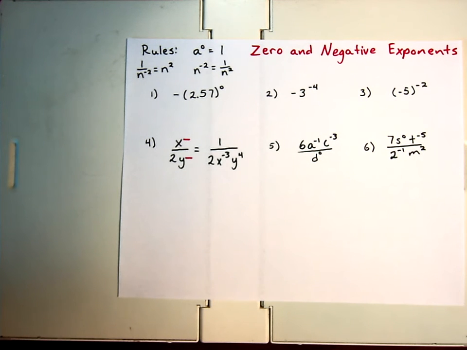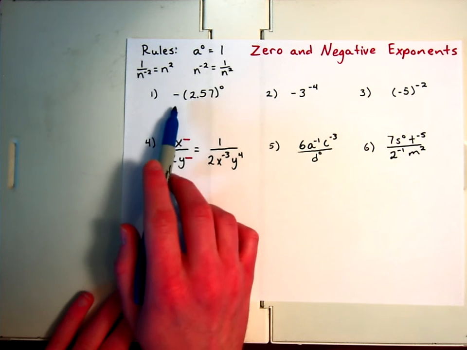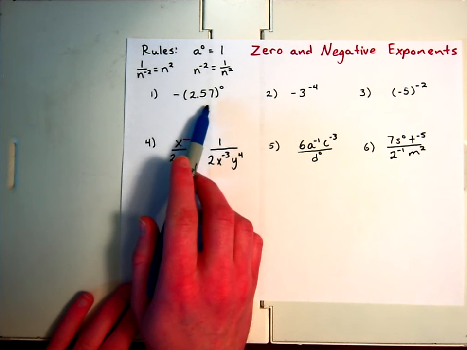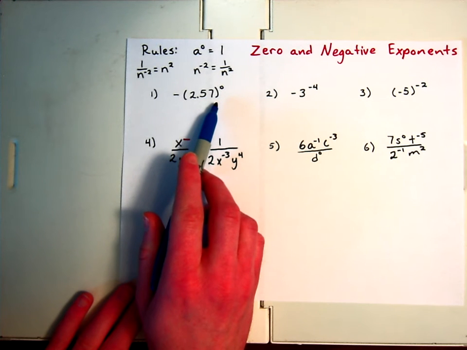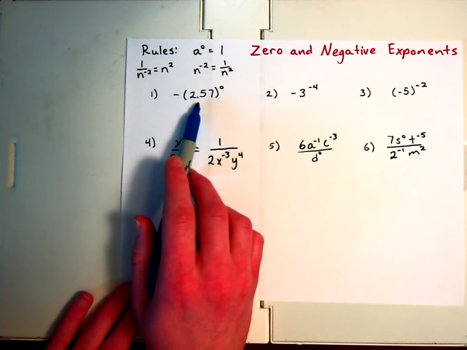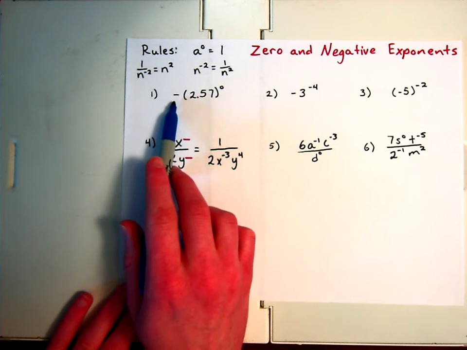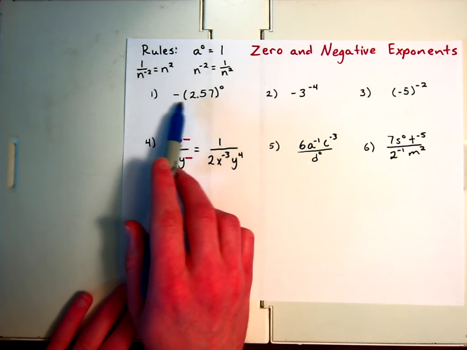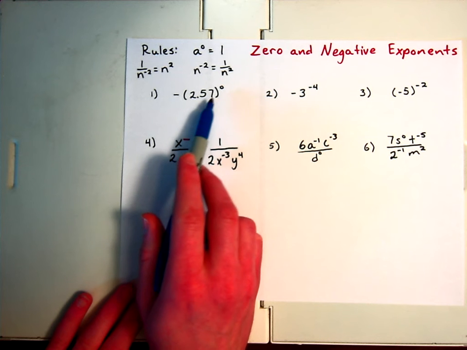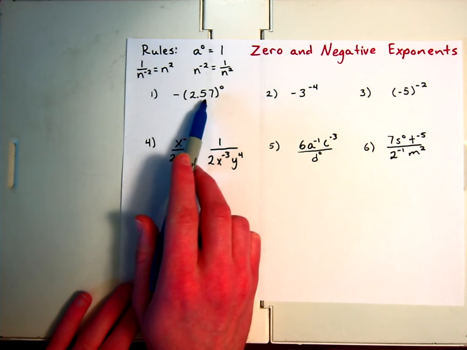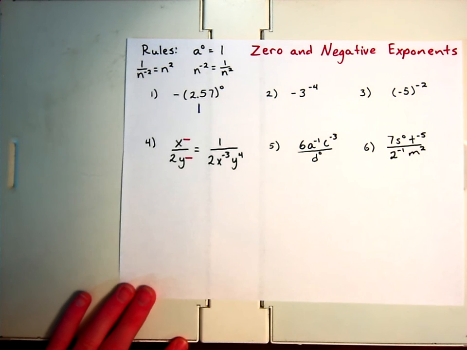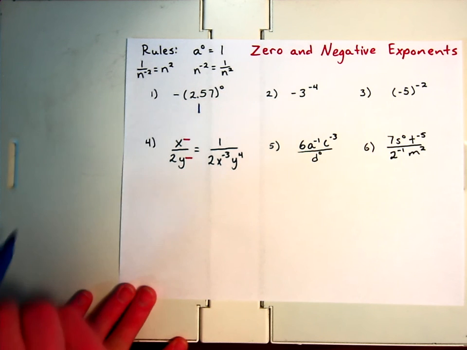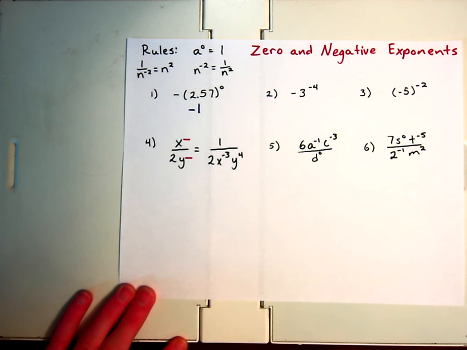So let's see some of these problems. Something to keep in mind is you need to identify what the exponent is really associated with. In problem 1, we see negative, open parentheses, 2.57, close parentheses, to the 0th power. So what is going to the 0th power? It's just the 2.57. Since that negative sign is outside of the parentheses, we don't work with it until we've found the value of 2.57 to the 0th power. Any number to the 0th power is 1, so I write down 1. But since that negative sign was outside of the parentheses, that problem is negative. So our answer to number 1 is negative 1.